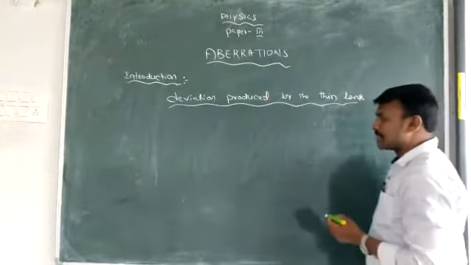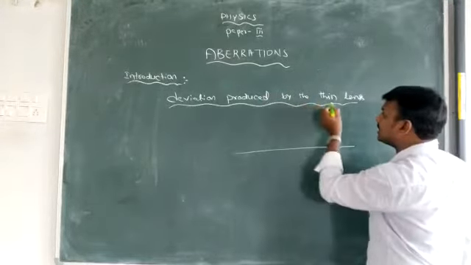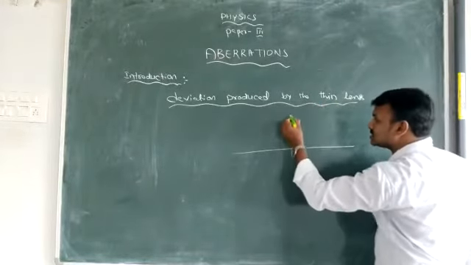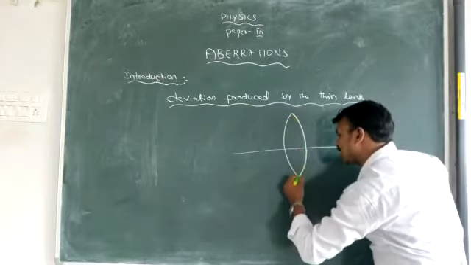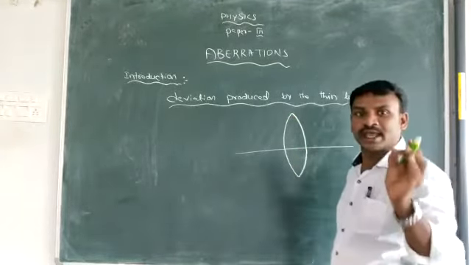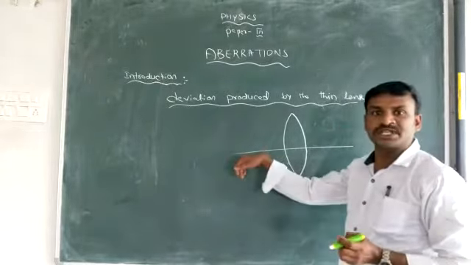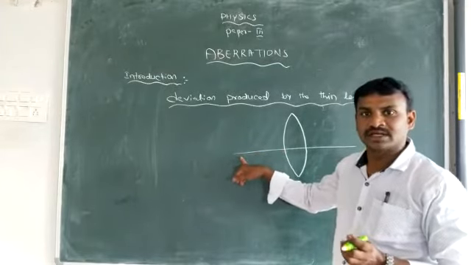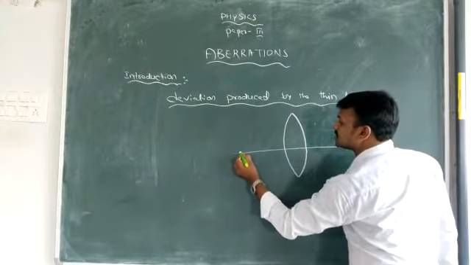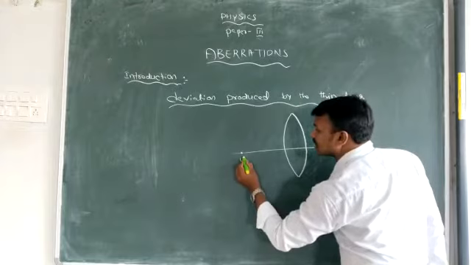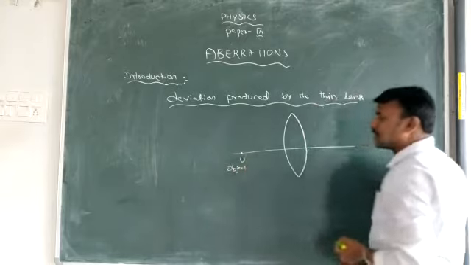Let us take the principal axis. This is the principal axis, and let us take a thin lens. This is the thin lens. In this thin lens, let us consider an object on the principal axis, and a light ray passing through the thin lens. This is the view. The object is on the principal axis.